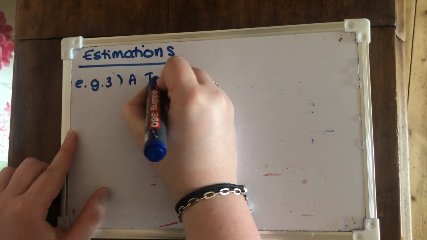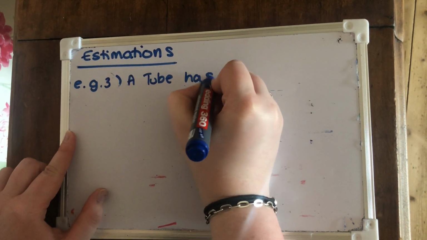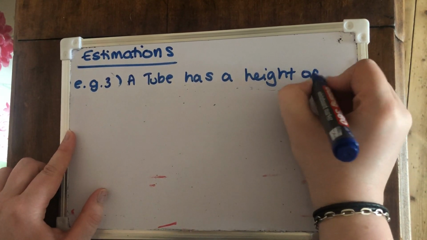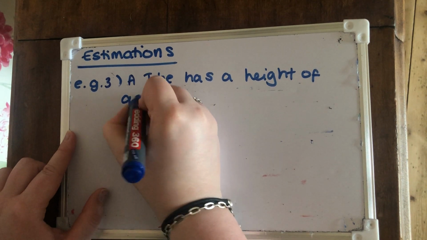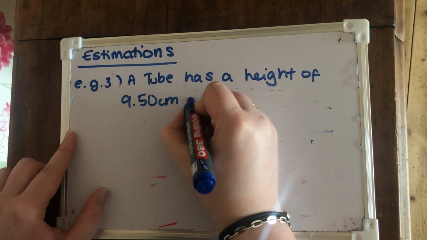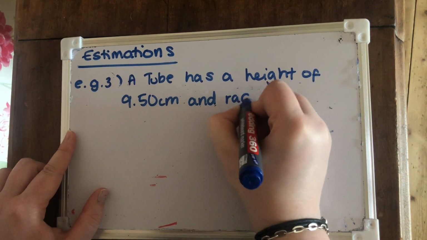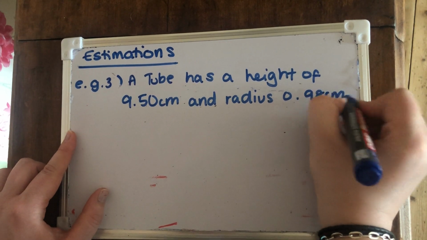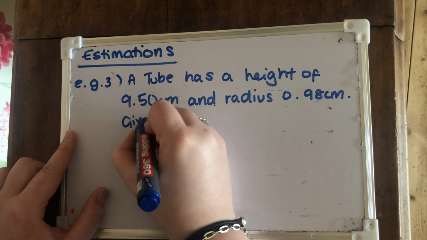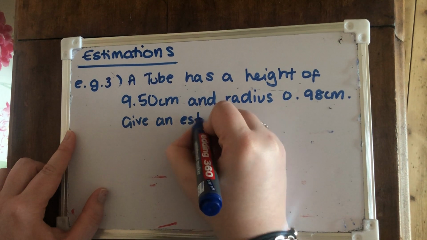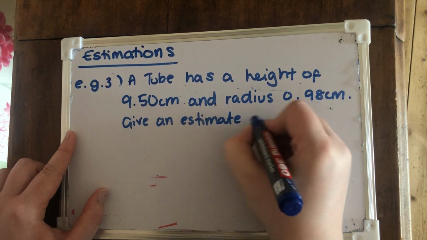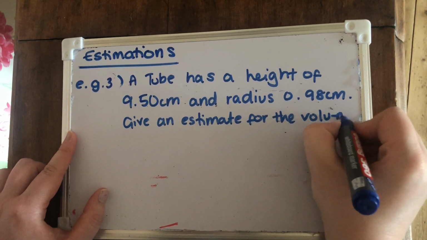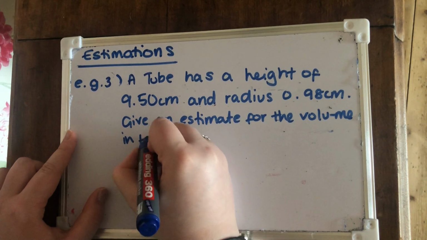A tube has a height of 9.50 centimetres and radius 0.98 centimetres. Give an estimate for the volume in terms of pi.